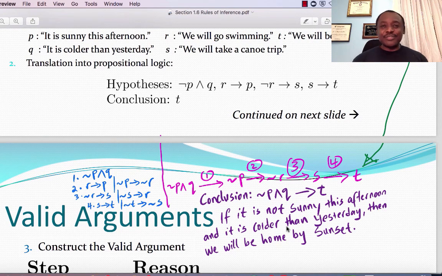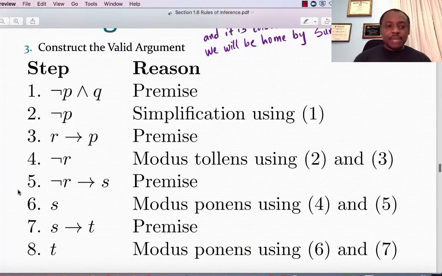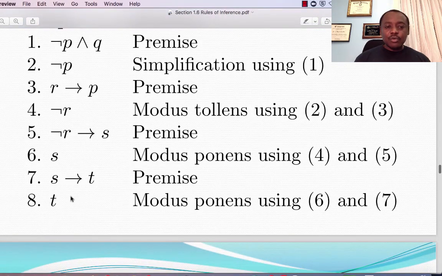Math is beautiful. Of course, using the method by Kenneth H. Rosen, you have all these beautiful things written, simplification, modus tollens, and so on. But our conclusion would always be T.